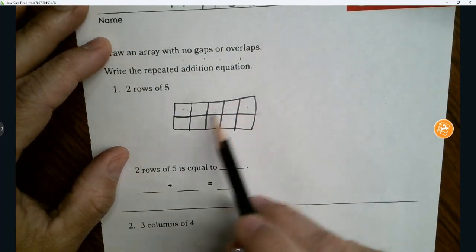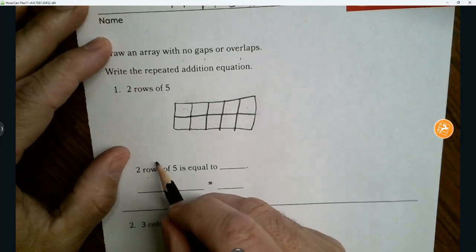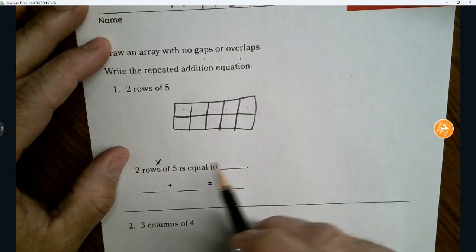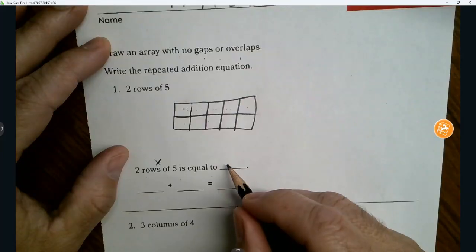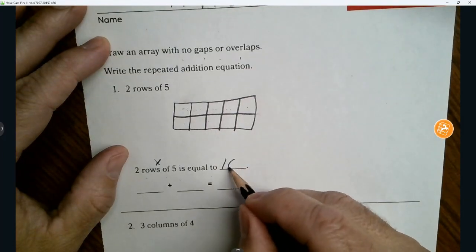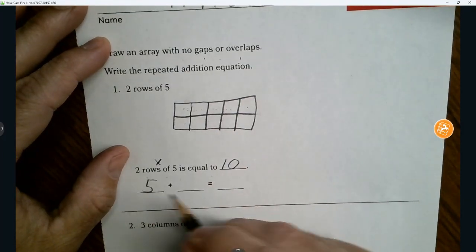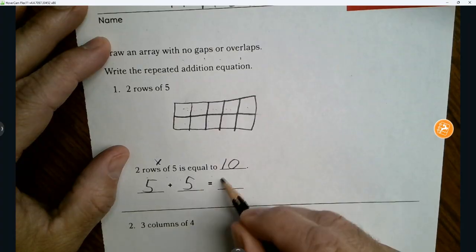So how many do we have in here in total? Right. This is the same as saying 2 times 5. 2 rows with 5 in each row. So how many do we have here? We have 10 because we have 5 plus 5. So we see 5 2 times, and that's 10.